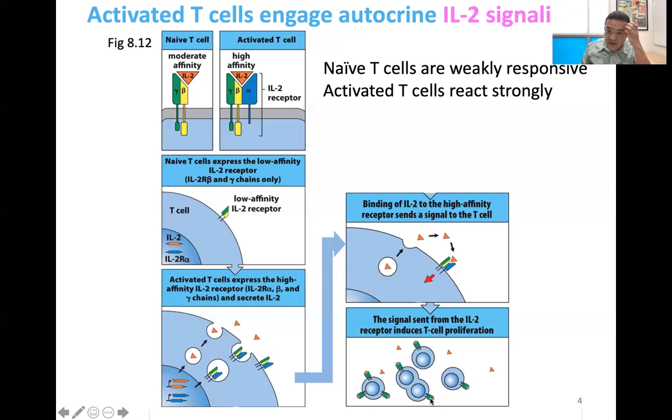Right, so that's what you see down here, and then all of them are making more yellow, orange triangles, and all of them are making lots of IL-2 receptor. So you can see, right, you suddenly get an abundance of this particular T cell. Okay.